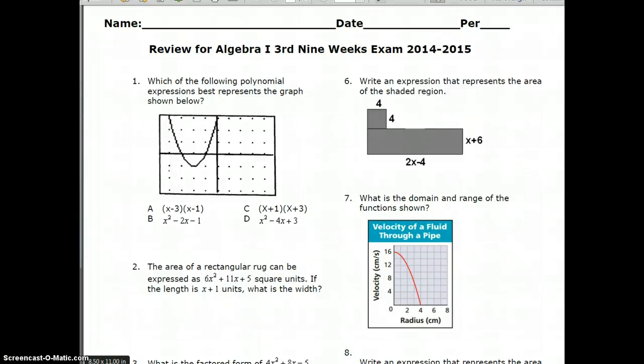Okay, this is our 9 weeks review for the third 9 weeks test for 2015. We're gonna start with number 1. Ready? Which of the following polynomial expressions best represents the graph shown below?